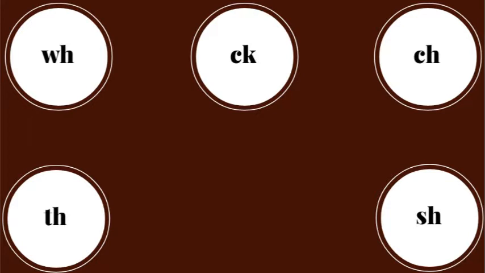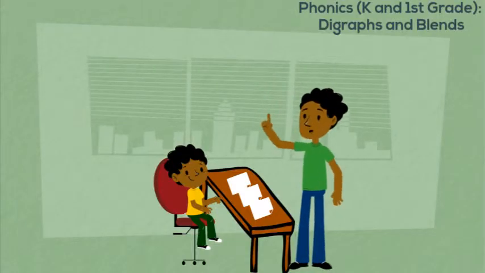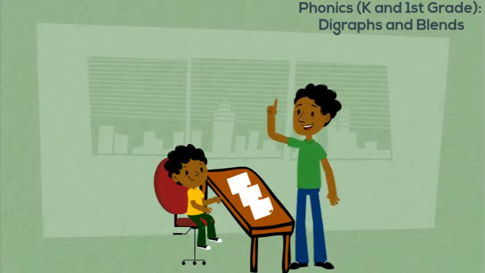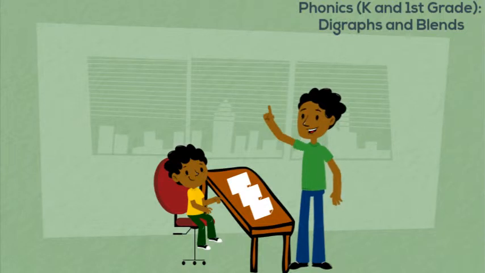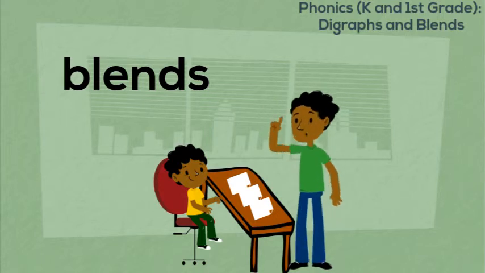What is this? That is a thumb, and it has a TH digraph. You are going to be able to read so many words. You know all your letters and their sounds, and you know your digraphs. How about blends? Do you know about blends? That's when two consonants come together and you still hear each of their sounds.